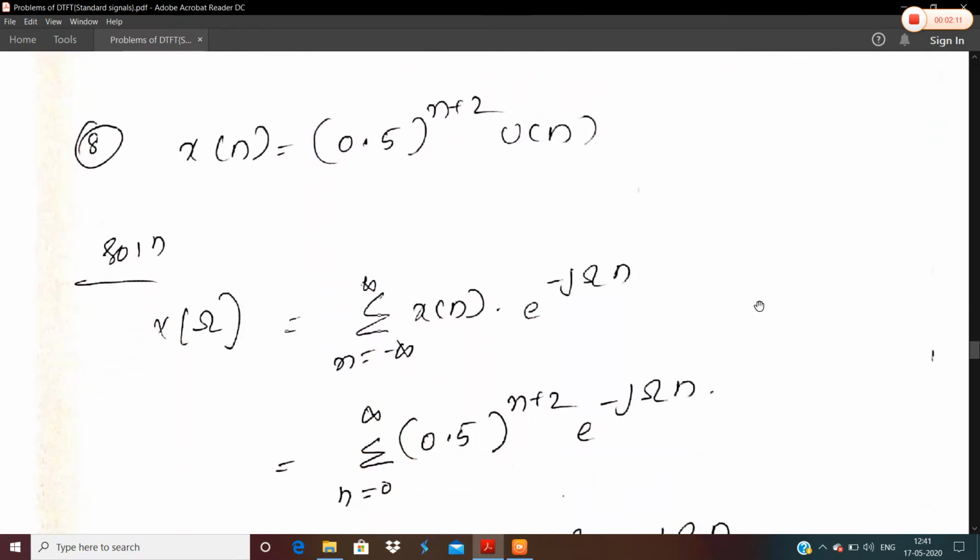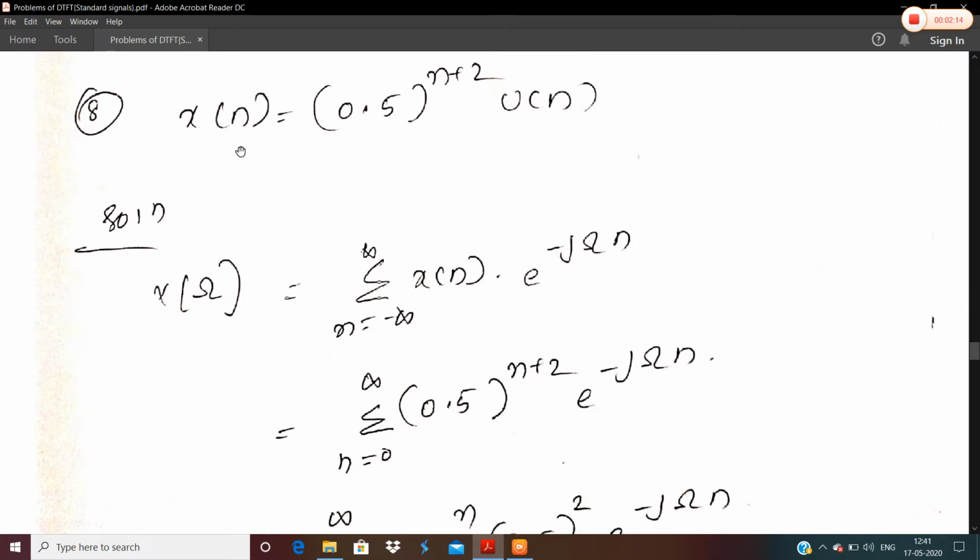In the next question, we are given with the discrete time signal x of n is equal to 0.5 raised to n plus 2 into u of n. So as soon as we see the term u of n, we change the limit of summation as 0 to infinity. First, we'll just write its standard formula of X of omega, and in the next step, what we are doing is we are changing the limit.